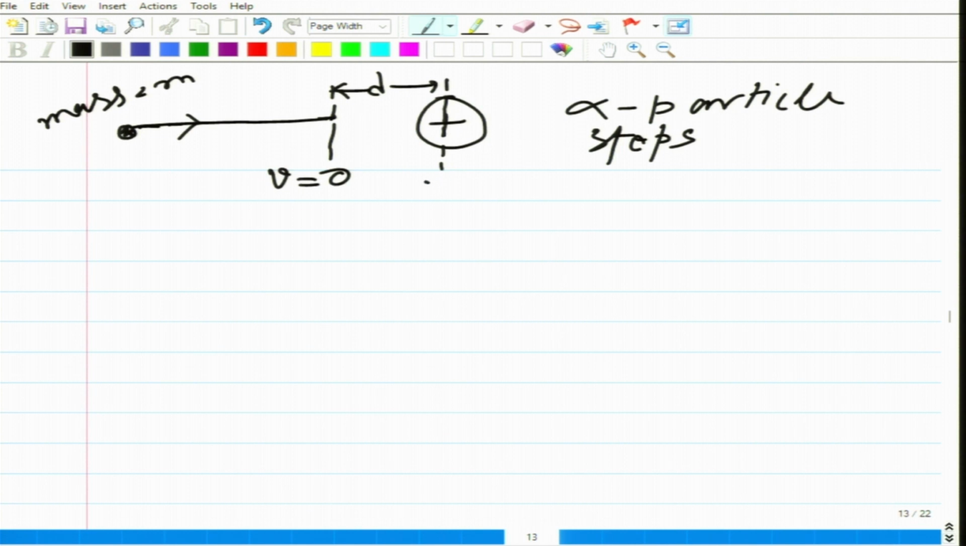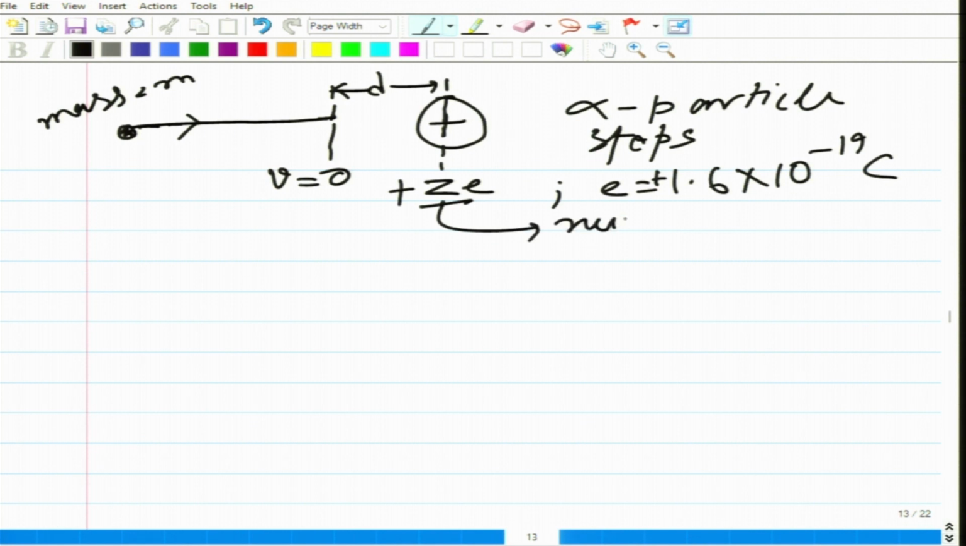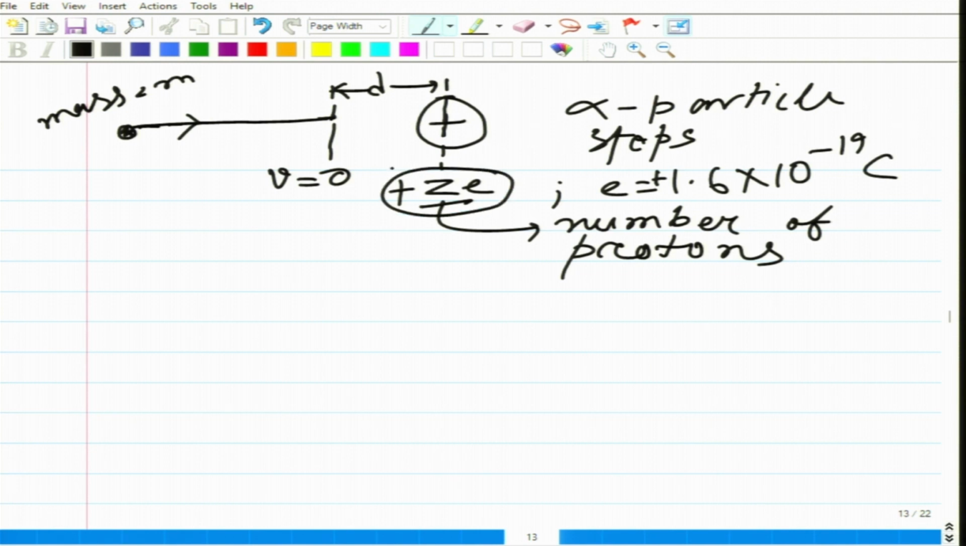Suppose this nucleus has a charge of plus Ze, where we know the value of e is 1.6 into 10 to the power minus 19 coulomb, positive, and Z is the number of protons in this nucleus. So if the total number of protons is Z, then the total charge will be Ze, and e is the charge of one proton.